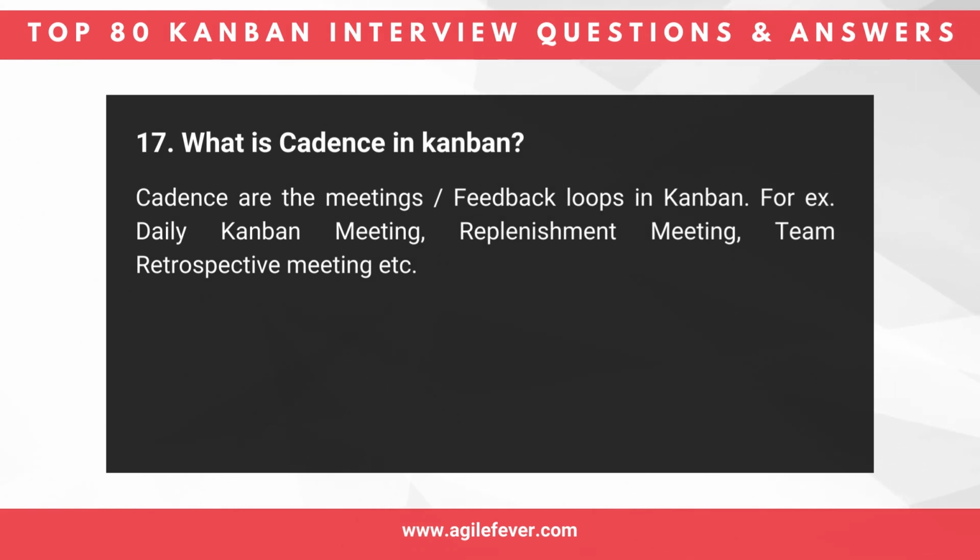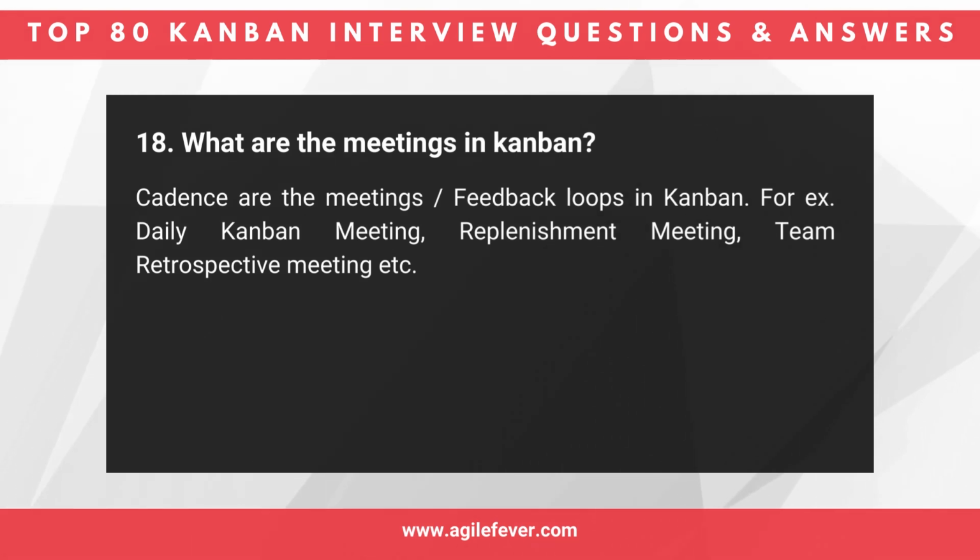Question 17. What is cadence in Kanban? Cadence are the meetings and feedback loops in Kanban. For example, daily Kanban meeting, replenishment meeting, team retrospective meeting, etc. Question 18. What are the meetings in Kanban? Cadence are the meetings and feedback loops in Kanban. For example, daily Kanban meeting, replenishment meeting, team retrospective meeting, etc.